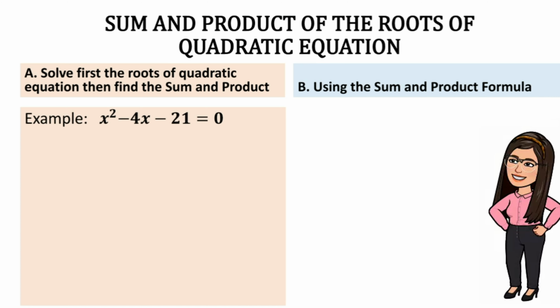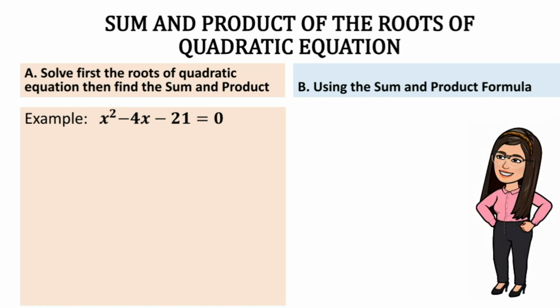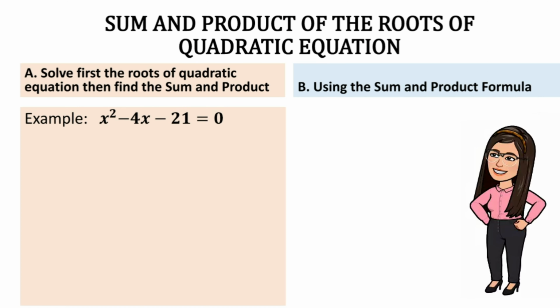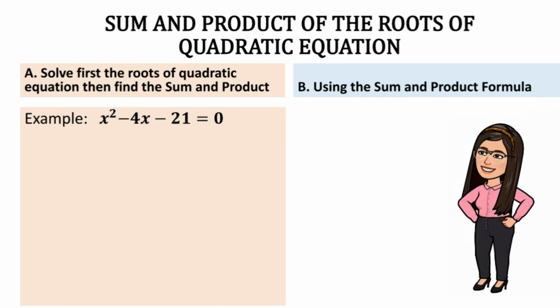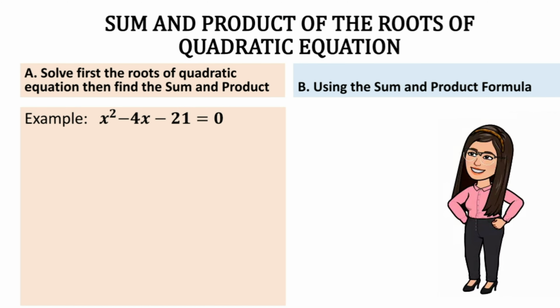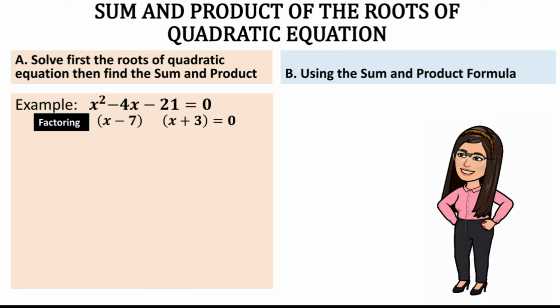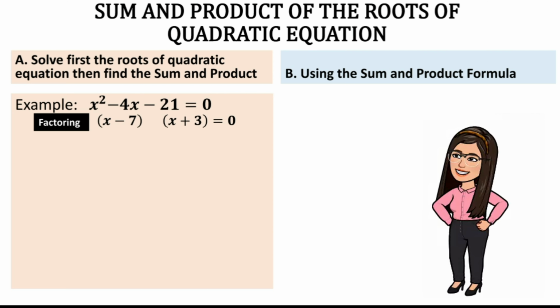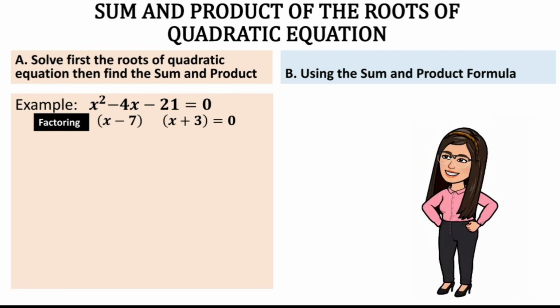Example, x squared minus 4x minus 21 equals 0. First, we need to find the roots of this equation. So you can use factoring, completing the square, or by using quadratic formula. For this example, I will use factoring. So factored terms of this trinomial would be quantity x minus 7 times quantity x plus 3 equals 0.